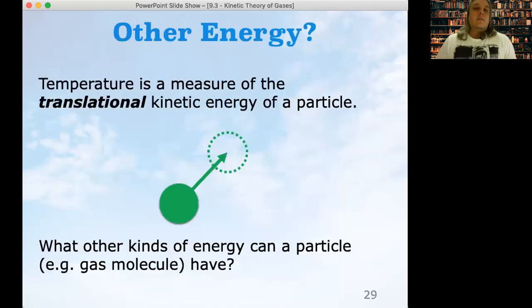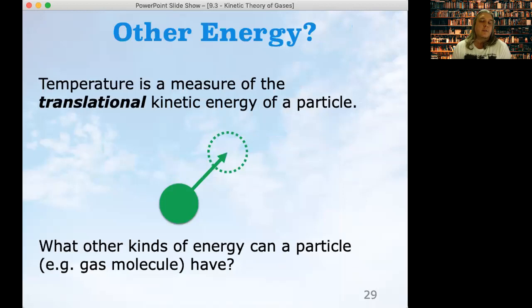All right, so that's all we're going to say about Maxwell's distribution. As I said, you need to be able to apply it. There is a question relating to applying Maxwell's distribution and making sure we understand that fully. But let's just take a moment and talk about other types of energy.